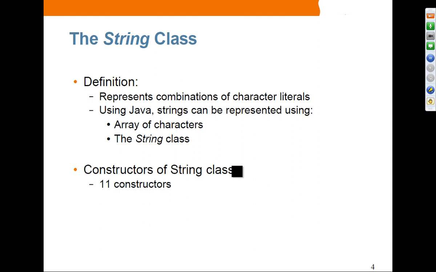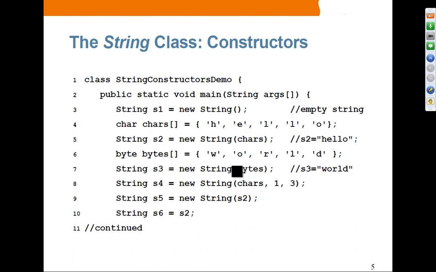Okay. So the String class, we have already seen many examples of it, so you might have a reasonably good understanding of how the String class works. It represents combinations of character literals. Using Java, strings can be represented using an array of characters or the String class. In fact, if you take a look at the String class, it has many constructors, so you should be able to create a string object in many different ways.